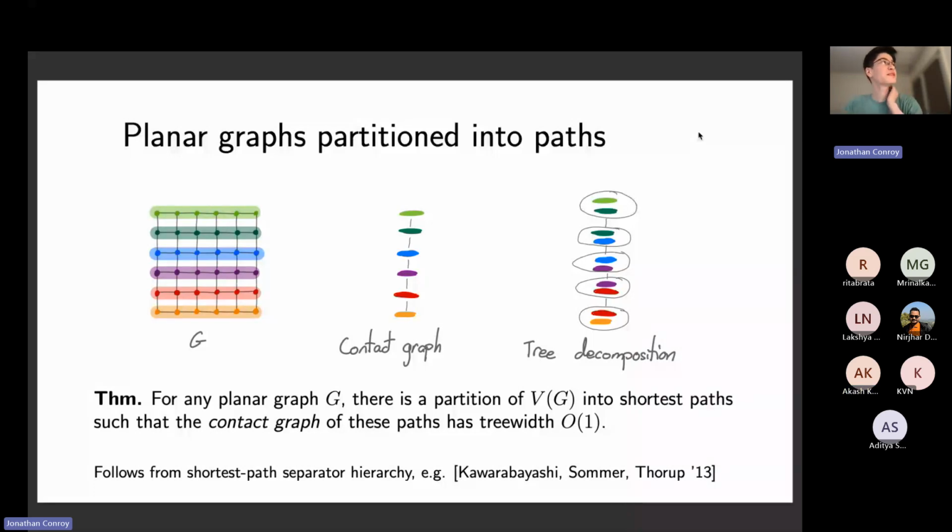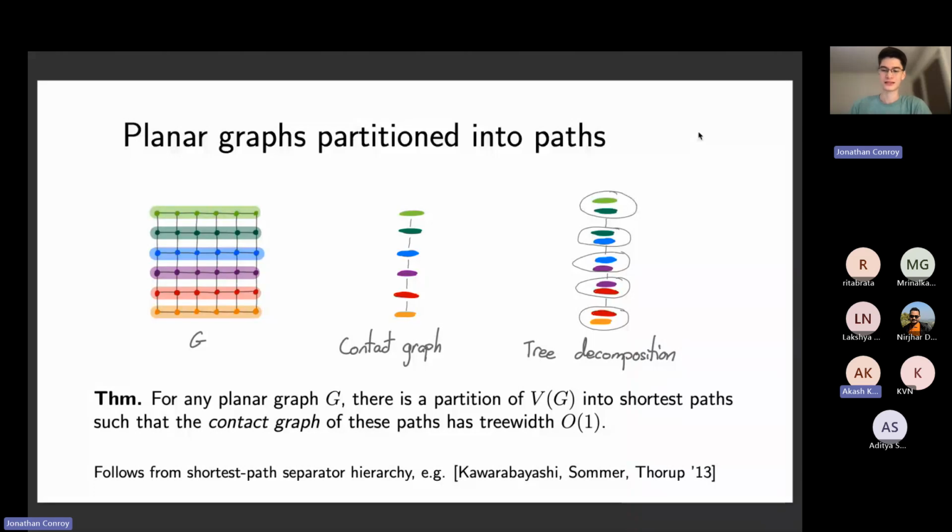A three-dimensional grid doesn't exclude any minors, I believe. That's right, it contains large minors. So actually, the way that I've shown this is specifically for planar graphs, and there's some analog for minor-free graphs. But in general, if you have a large clique, I think you can't get something like this. Okay, fair enough.